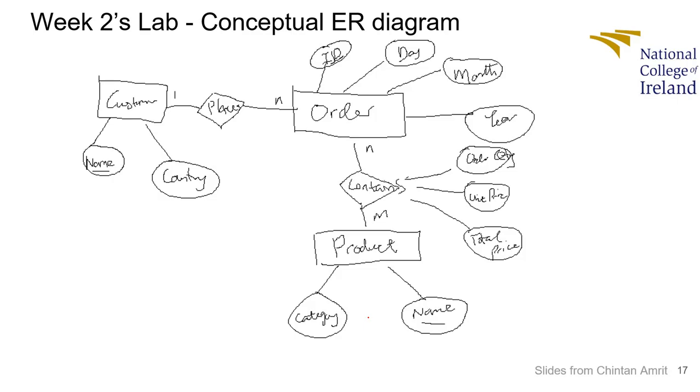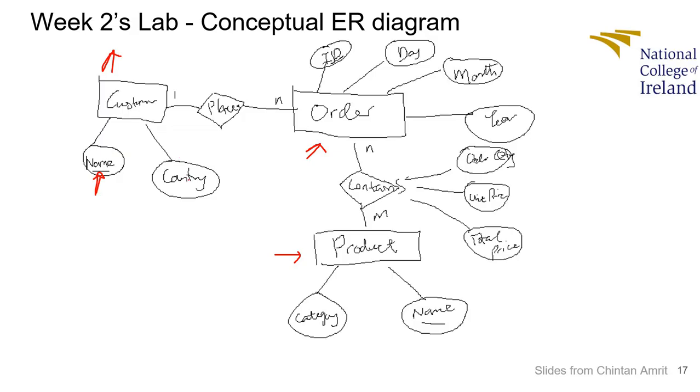So from last week's lab, we had some data from a shop where they had the customer entities. They had products and they had orders. So this was the first thing you were supposed to do in the lab, the conceptual ER diagram. So we have customers with name and country. Here, name is the primary key, but that's not always a good idea because names can be the same, but it's application dependent.